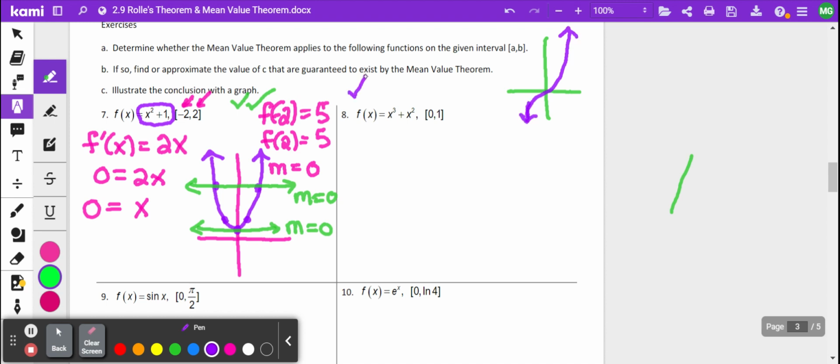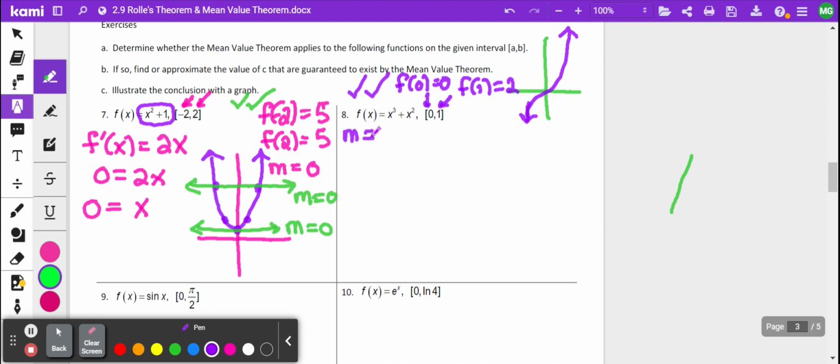So is it continuous? Yes. Is it differentiable along that domain? Yes, it certainly is. So we will find f of 0. f of 0 is 0. And we'll find f of 1, which is 2. Again, you can put that in your calculator and pull up the table. That's probably the easiest way.